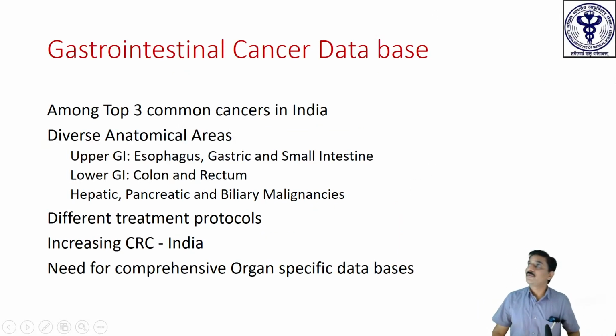As we all know, gastrointestinal cancer comprises various subsites. Upper GI cancer includes esophageal, gastric, and small intestinal carcinoma. Lower GI includes colonic and rectal carcinomas, and other subsites like hepatic, pancreatic, and biliary radical carcinoma. These subsites have different treatment protocols, and the incidence of all these subsites is increasing in India. So there is a need to maintain a comprehensive database to analyze the treatment protocol and outcome of these subsites.